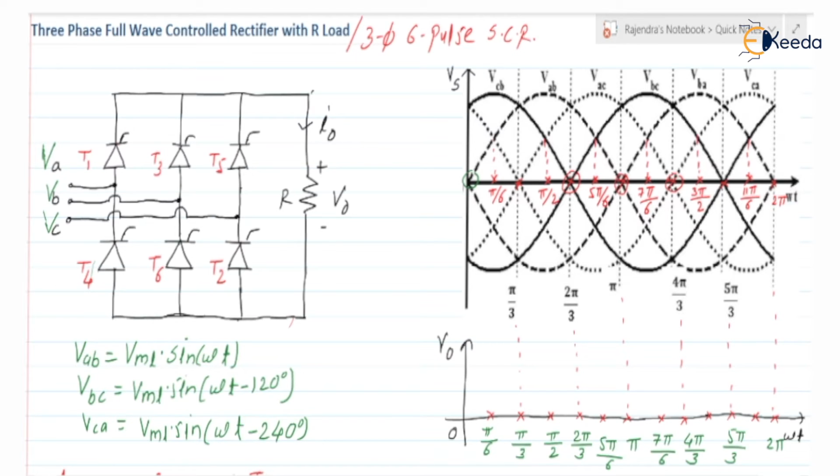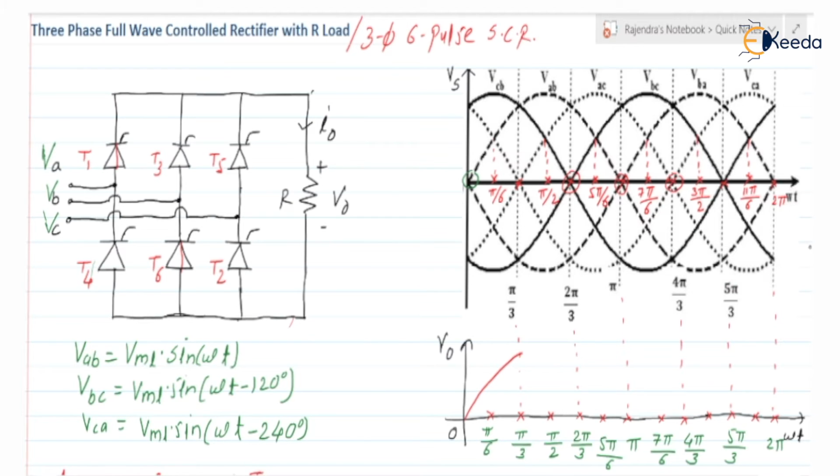So here T1 is acting as a short circuit. T6 is also acting as a short circuit. So at that time V0 is equal to what? VAB. So in the output we will be getting VAB until we apply the gate signal to thyristor T2. But at pi by 3 we are applying the gate signal to thyristor T2. So from 0 to pi by 3 in the output we will be getting VAB only.